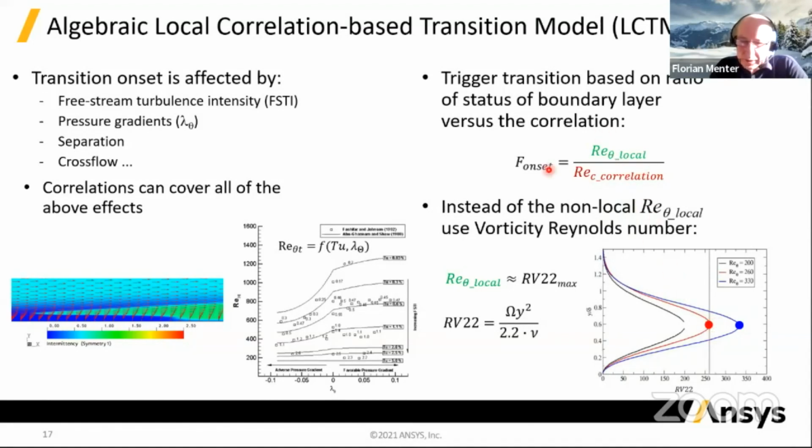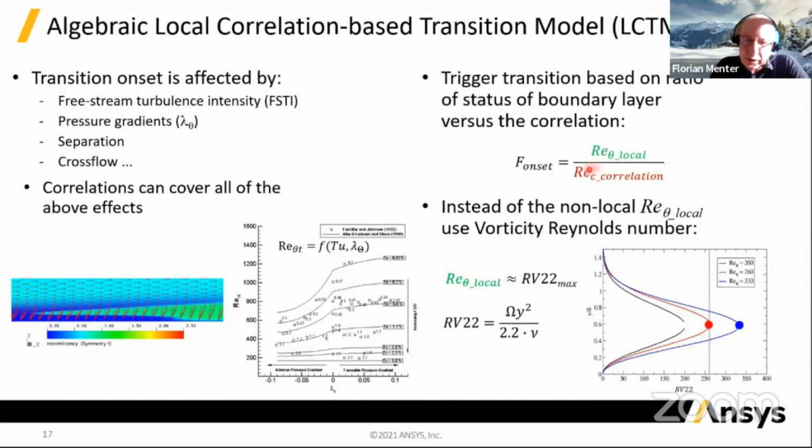And it's tripped where we typically use the vorticity Reynolds number here, and that has a maximum in the center of the boundary layer. And if that maximum exceeds the correlation, like here, it goes across this line here, then we start to trip the boundary layer in the center. And that's exactly that point here. And then it takes a bit of time or running length to transition the boundary layer fully.